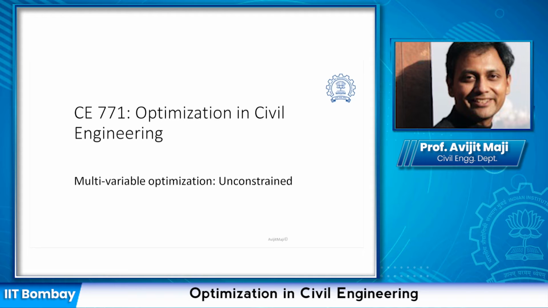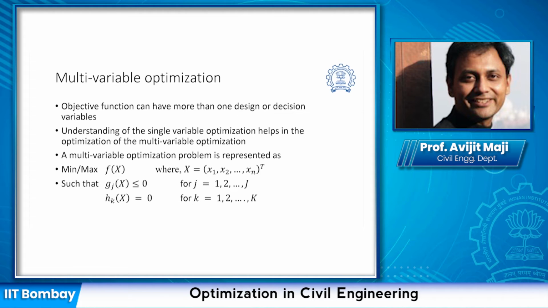Whatever you have learned in the single variable optimization problem is going to be applicable for the multivariable optimization. However, the process is going to be a little bit different because the number of variables here is more than one. So let's look into the multivariable optimization problem without any constraint. As I had indicated, an objective function can have more than one design or decision variable, and if we have that, then we call it a multivariable optimization problem. And the understanding of the single variable optimization problems, which we discussed in our previous lecture, is going to be helpful here.